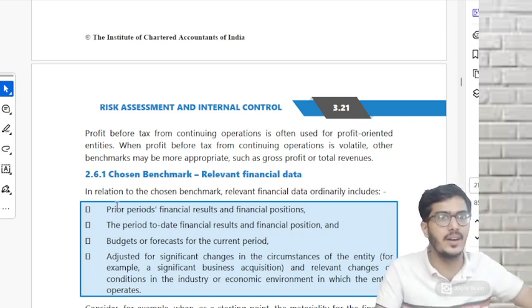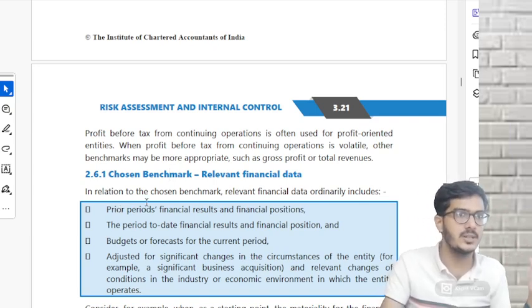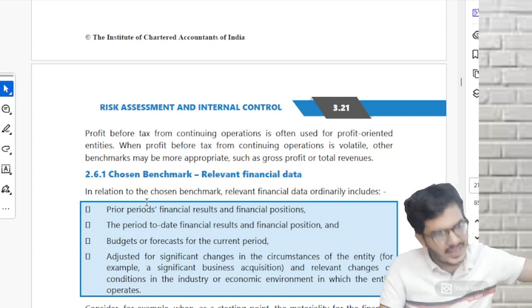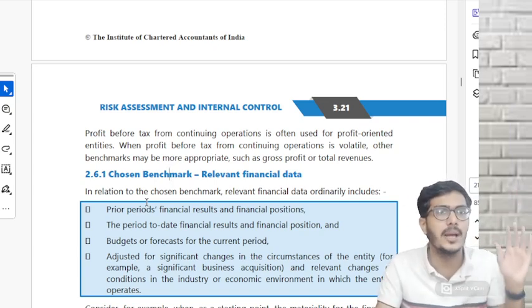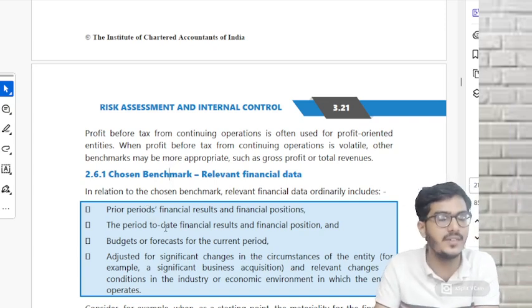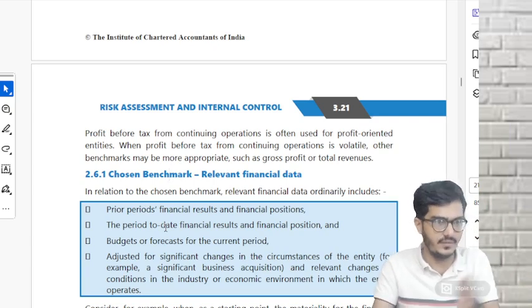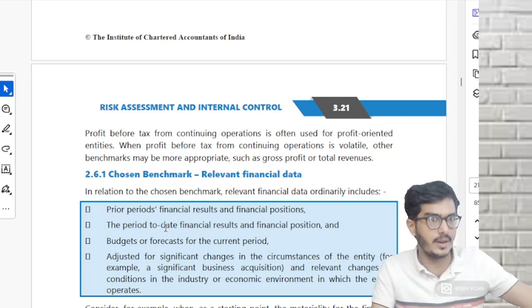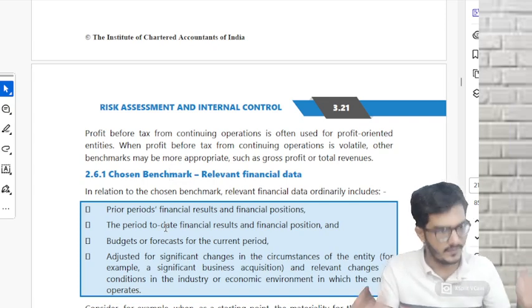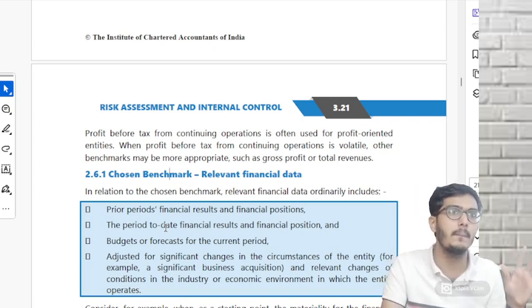First one, prior period financial results. Take the last year's financial results, see whether it is almost similar, take last year's total assets and use that as a benchmark. Second one, period to date financial results. Period to date means how much of the financial statements of this year is prepared. For April to December, if the financial statements are prepared, from that period you select one particular benchmark.